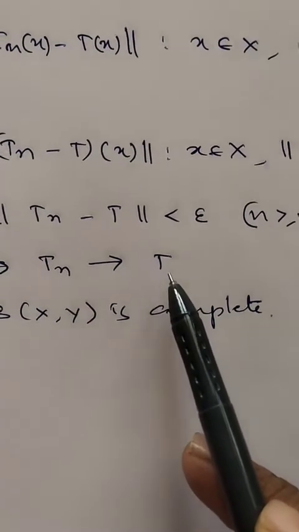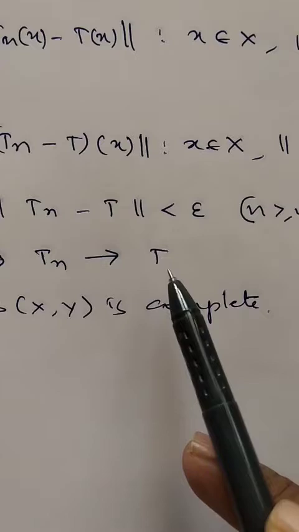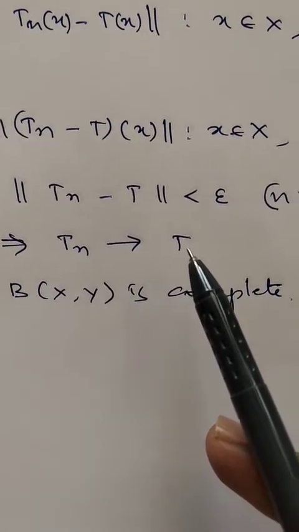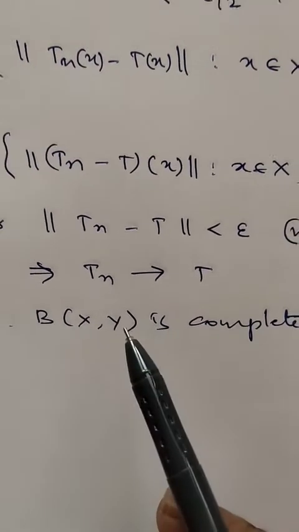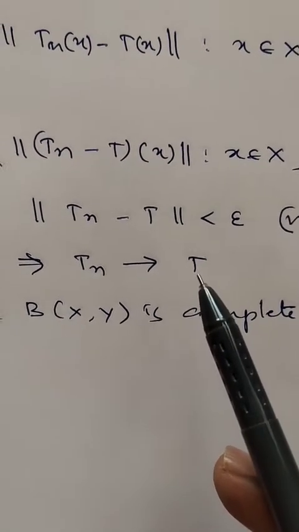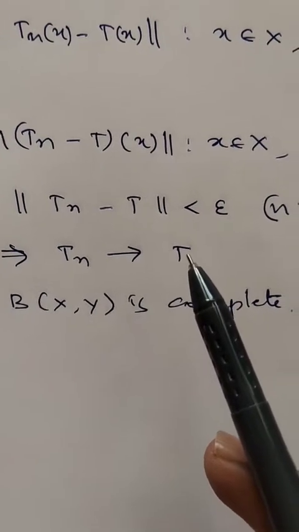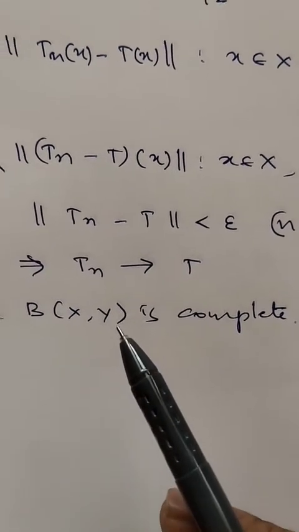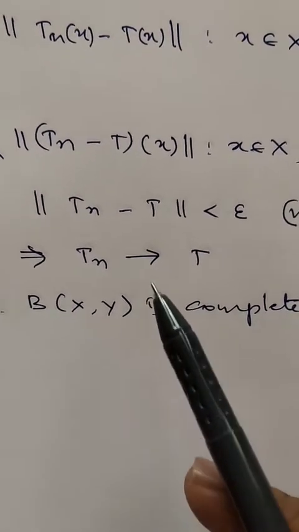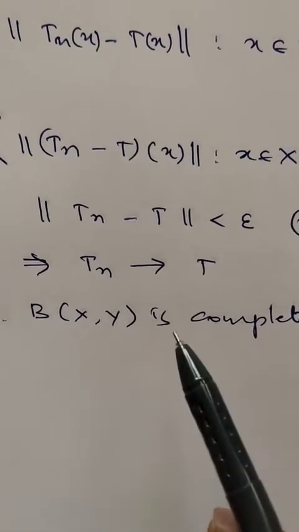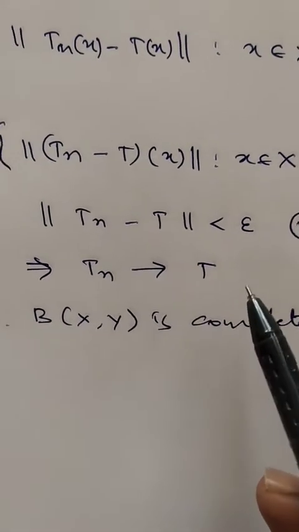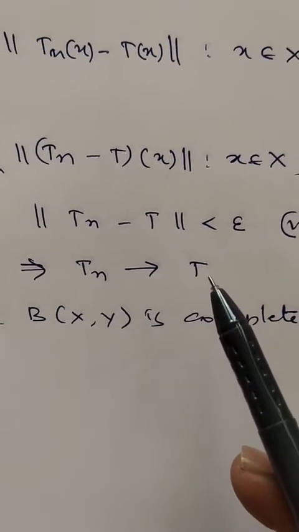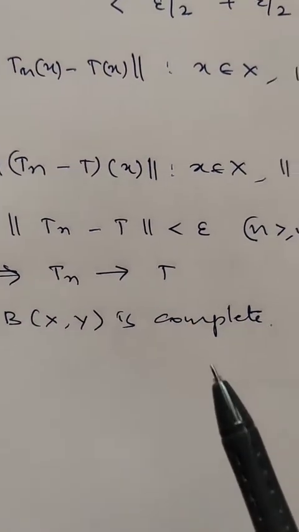Now understand why we have shown T is continuous as well as bounded. We have the existence of T, but we don't know whether T lies in B of X, Y. That's why we have shown that T is linear as well as bounded. In other words, Tn may converge to some T which may not be an element of B of X, Y, so that B of X, Y would not be complete. It is complete only when the converging point is also an element of B of X, Y. That's why in the beginning itself we have shown T is an element of B of X, Y, that is, T is linear as well as continuous. So this is one of the important theorems.